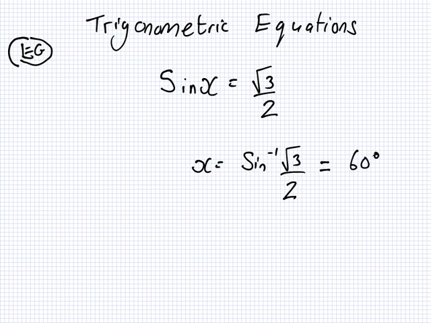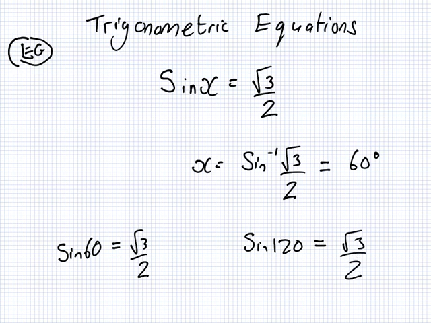60. Yes, okay. Now, if you test this, if you type in sine 60 on your calculator, check that you get root 3 over 2. Yeah. You do, if you put in sine 60. But there is a second answer here. If you type in sine 120, what do you get? Yeah, root 3 over 2. It's the same. So what's happening?